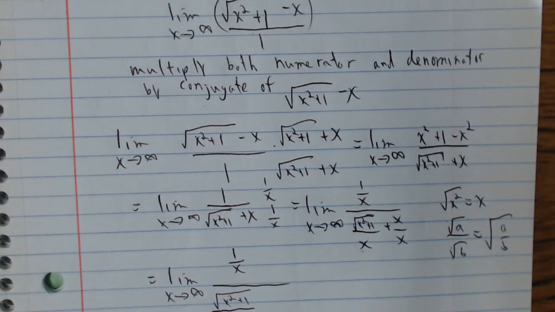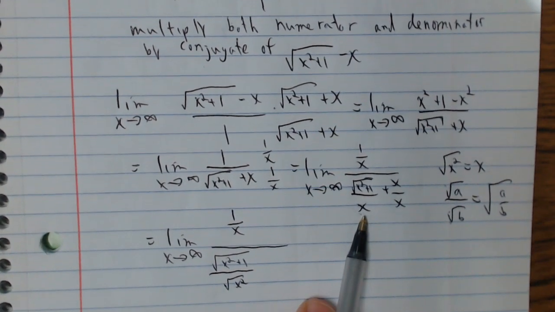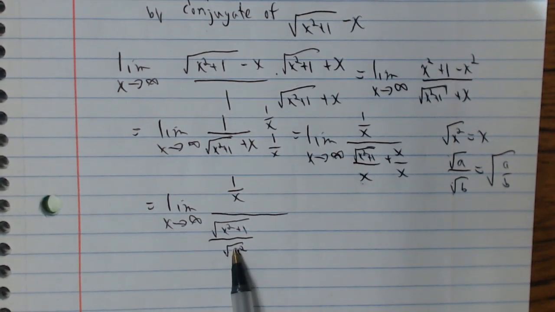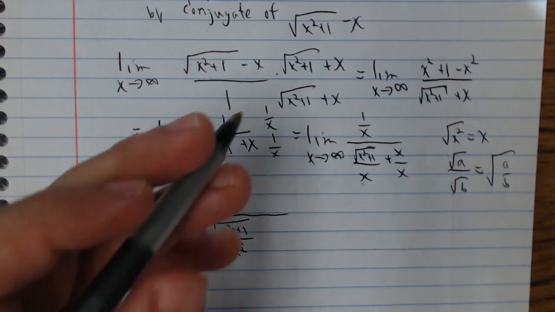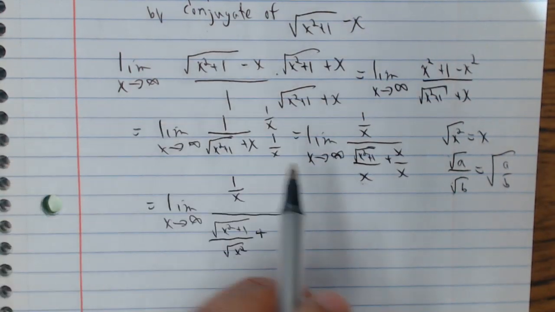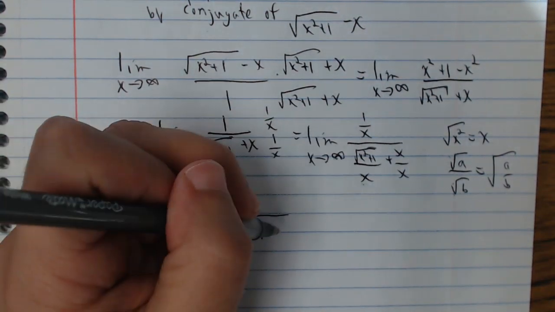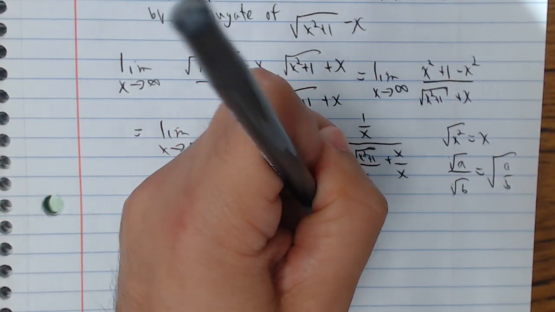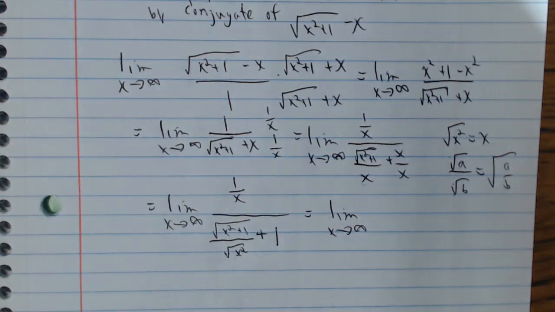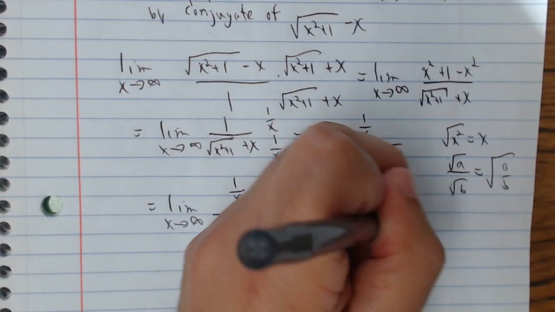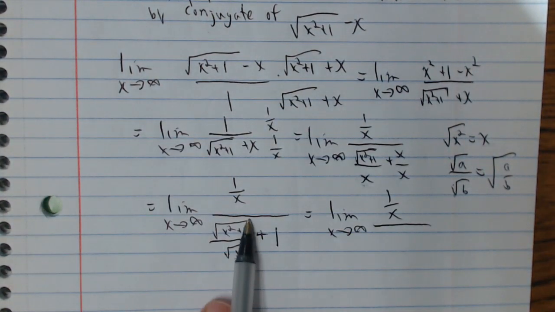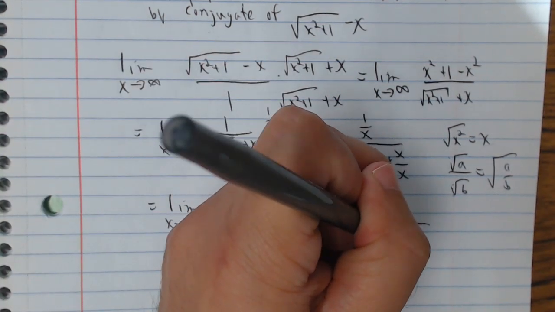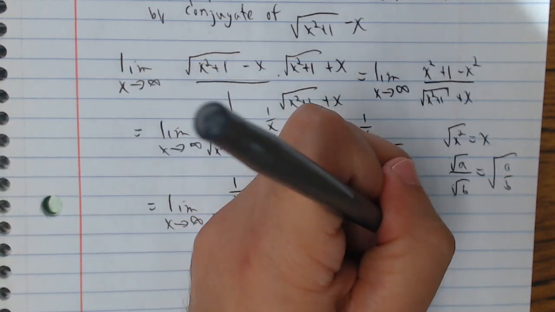Notice how this is still the same thing as that. They're not changed. These two are still the same. They haven't changed. Square root of x squared is still x. So I'm not changing the problem up, but I'm just doing something to help me out. And of course, x divided by x, that just becomes 1. So now I could say this becomes the limit as x approaches infinity of 1 over x. Now I could write this as one single square root. So it'll be square root of x squared plus 1 divided by x squared plus 1.